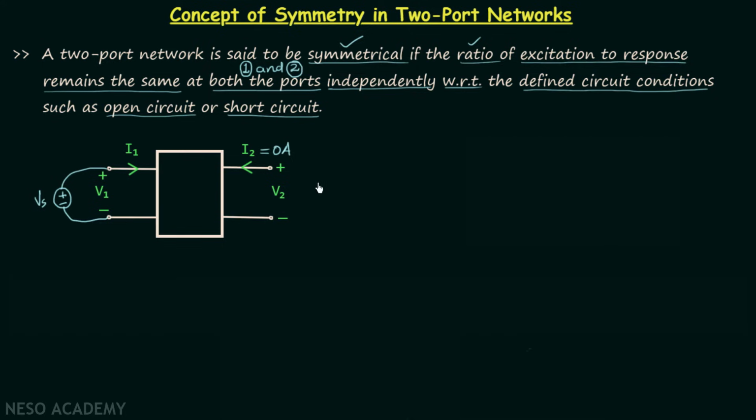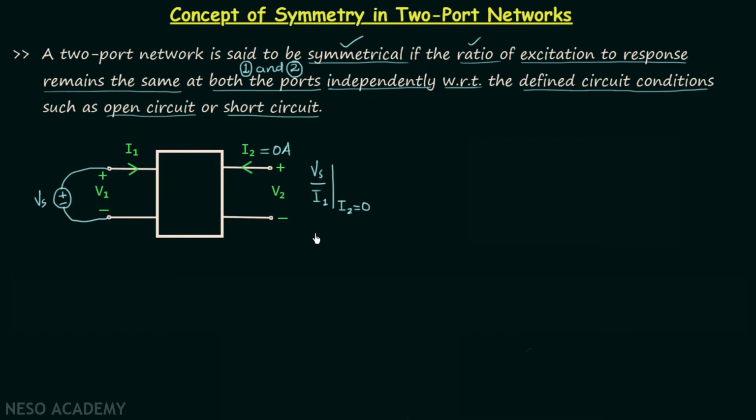Therefore, ratio of excitation to response will be Vs over I1, and the defined circuit condition is port number 2 is open circuited. So we will also mention the defined circuit condition. Port number 2 is open circuited. This implies I2 is equal to 0.